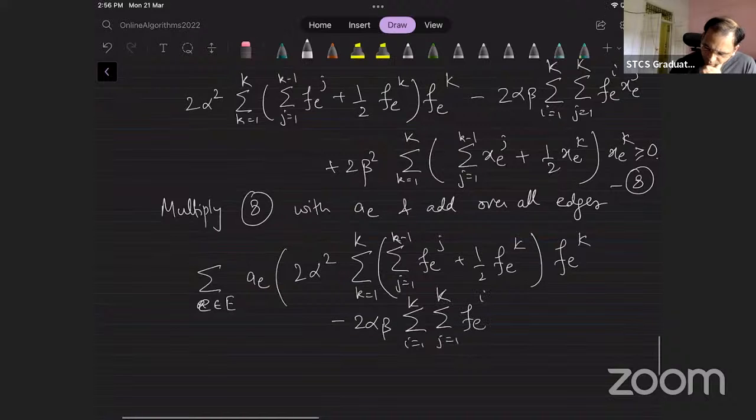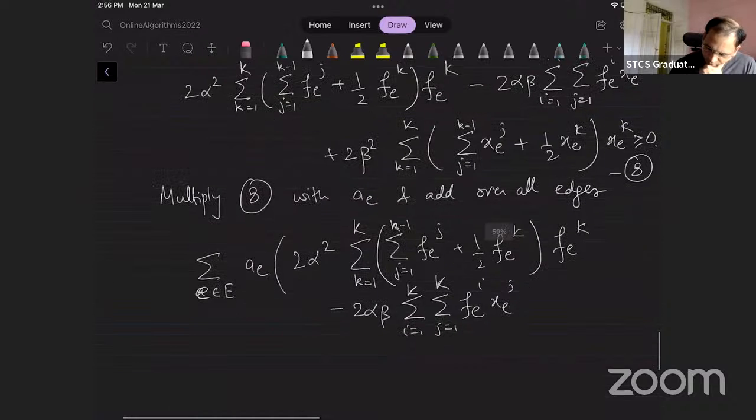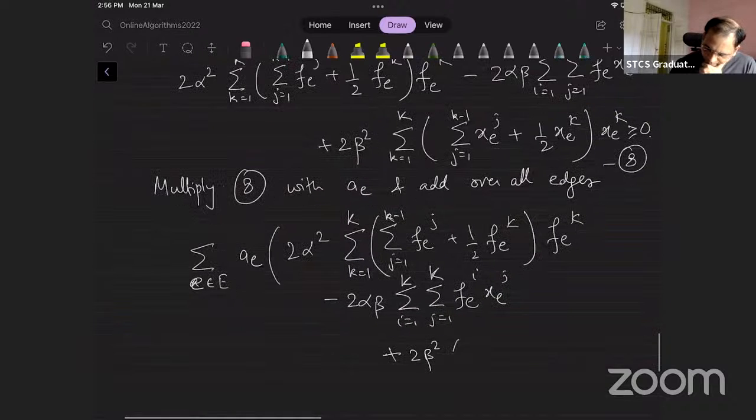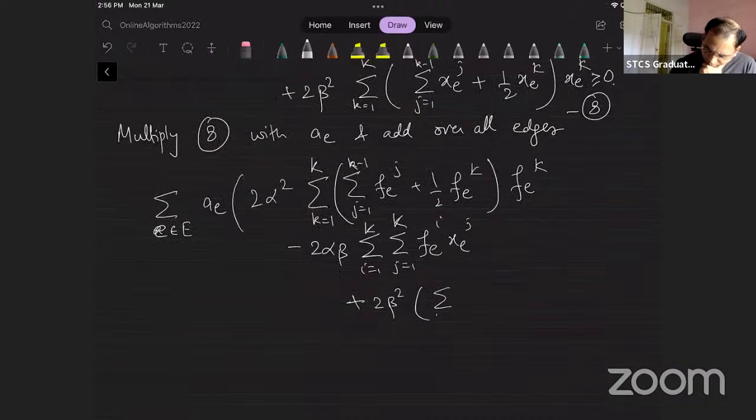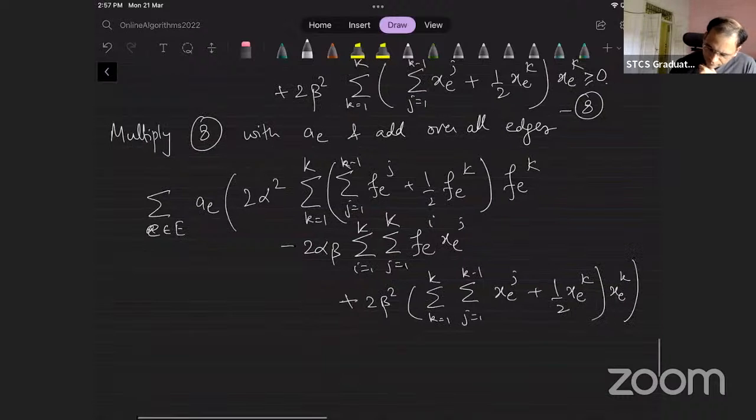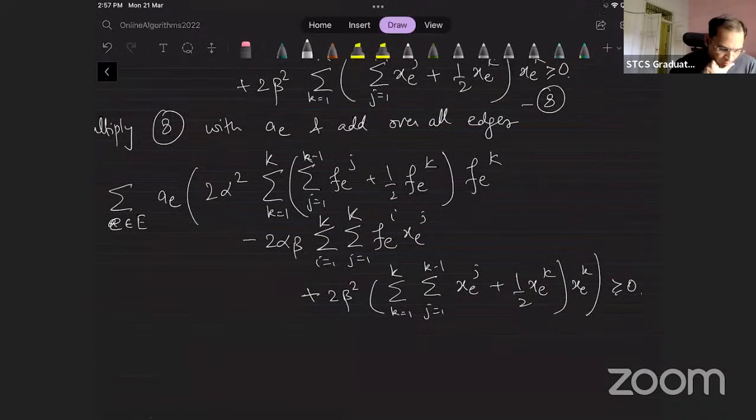The cross terms, and finally plus 2 beta square. Okay, so far so good.